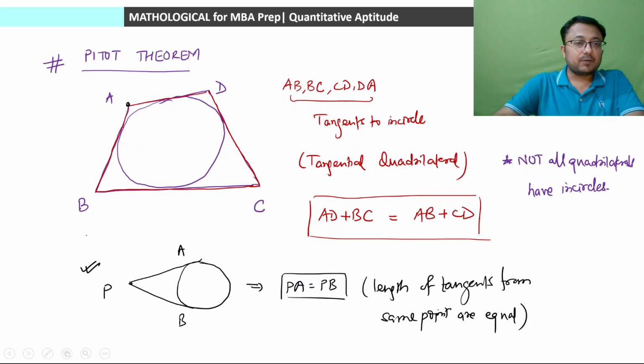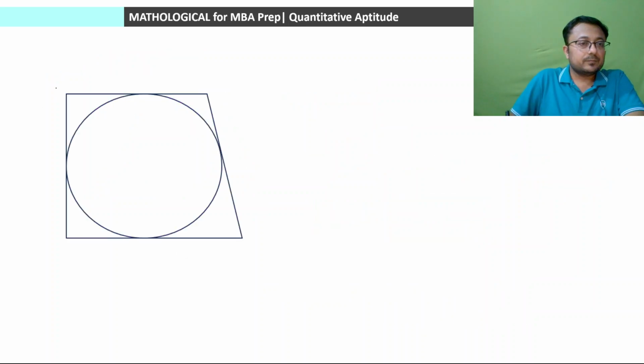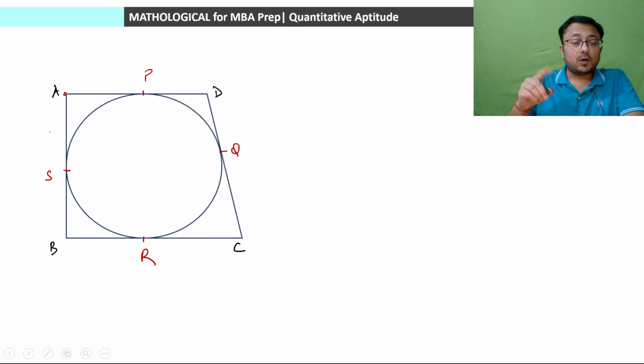And similarly in the quadrilateral ABCD, if the points at which the lines are tangent to the circle are, let us say, P, Q, R and S, then AP and AS are the tangents drawn from point A, so AP will be equal to AS. Similarly, BS will be equal to BR, CR will be equal to CQ, and DQ will be equal to DP.